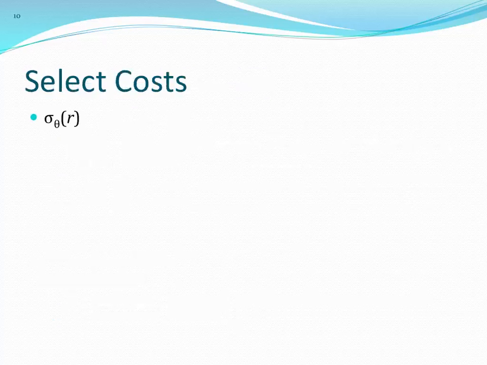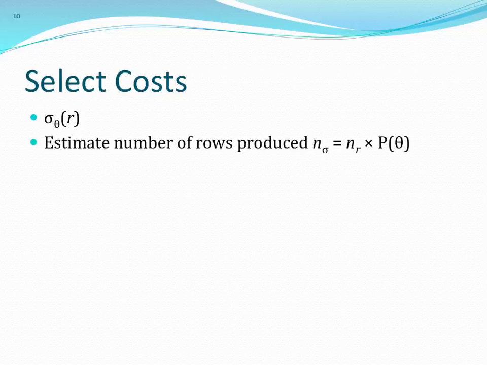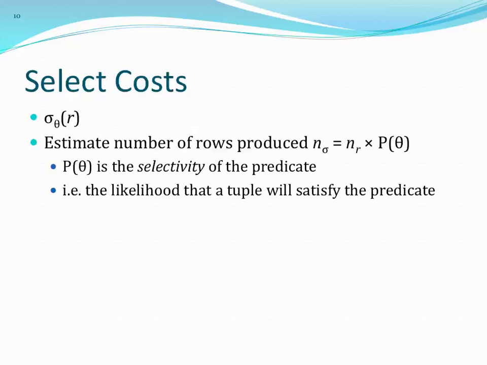Selection. Okay, so we have this select plan node with some predicate theta, which may be true if we don't have any predicate, on some table. And so we're going to estimate the number of rows produced with this simple expression. You can see the number of rows times this probability that the predicate will select a given row. And that is going to be our estimate for the number of rows that the select produces. We call this estimate the selectivity of the predicate. So how much does it select or how little does it select?